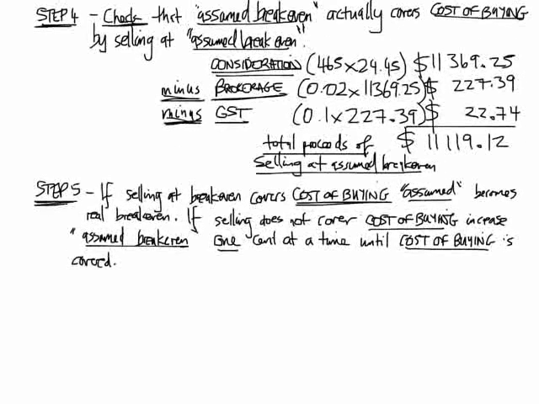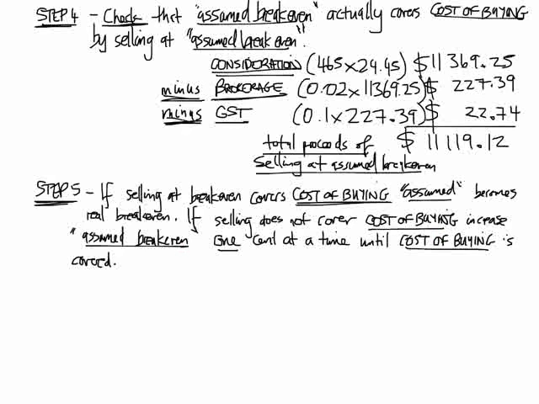We need to go on to step 5, where you had the two results possible. Either the break even does cover the cost of buying, so the assumed becomes the real break even. That's not what happened here, because our proceeds don't cover the cost of buying. So if the selling proceeds does not cover the cost of buying, we have to increase the break even 1 cent at a time until the cost of buying is covered.